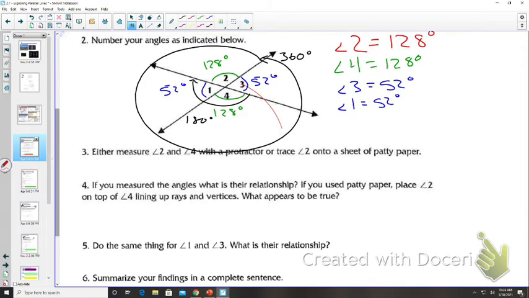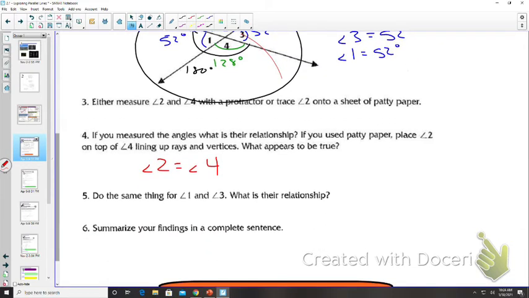Okay, so let's answer some questions here. If you measure the angles of 2 and 4, what is their relationship? Angle 2 and angle 4 are the same angle. Good. So what appears to be true? Angle 2 equals angle 4. And when you see this symbol here, that means angle. So angle 2 equals angle 4.